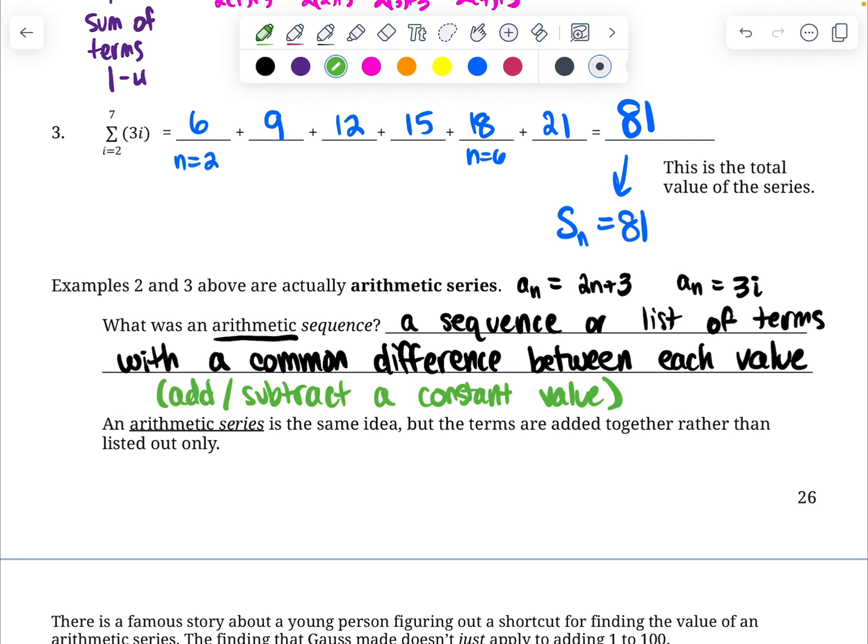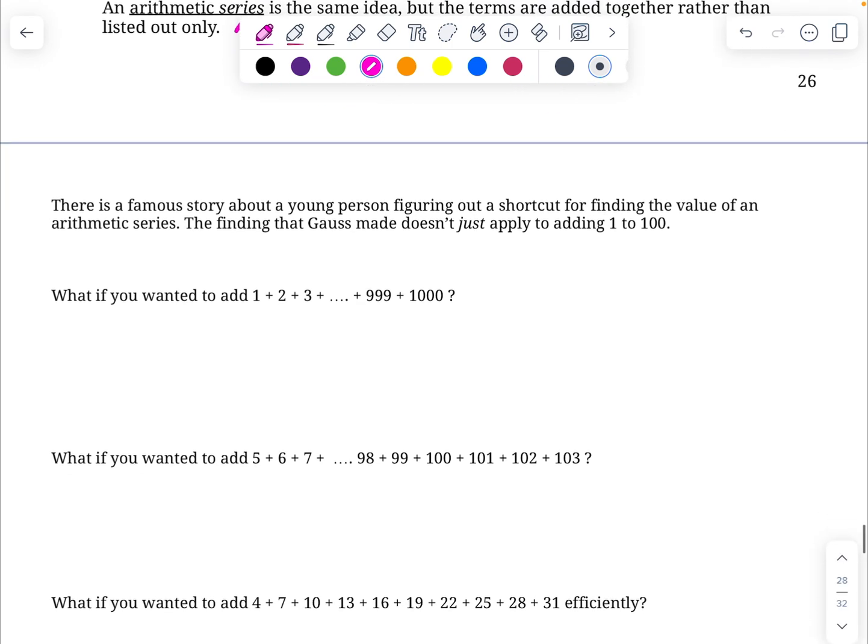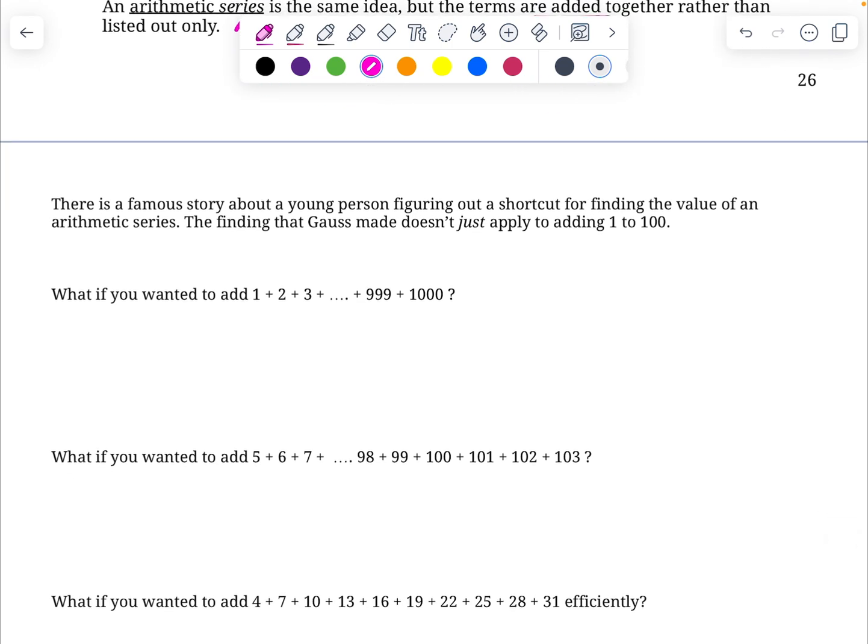An arithmetic series is the same idea. The only difference is that when we say series, you're going to add all the terms together rather than just listing them out. So it's kind of like you're taking things one step further. You're going to list out all the terms, and then you are going to add them up. Okay? Now, there is a very famous story about this guy named Gauss trying to figure out a shortcut for finding the value of an arithmetic series.